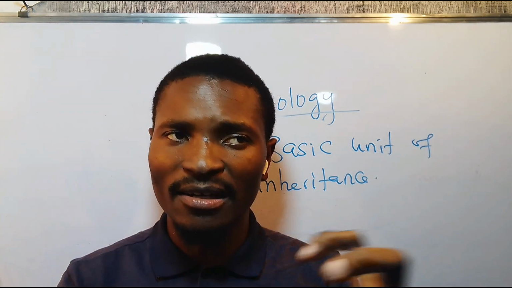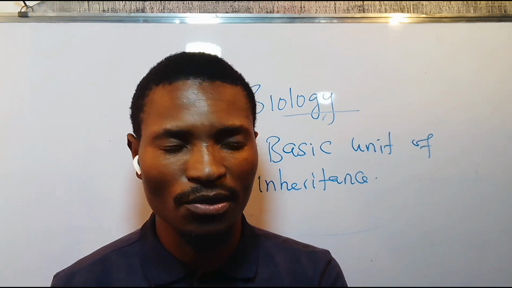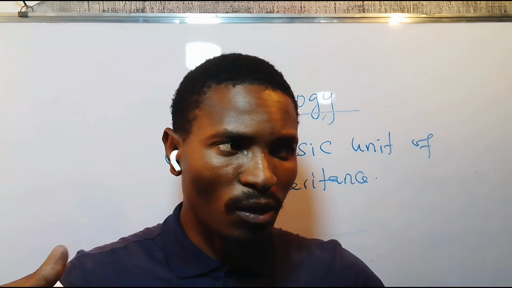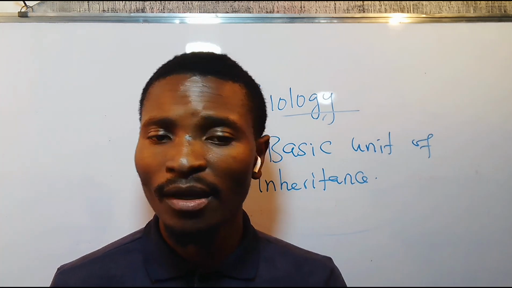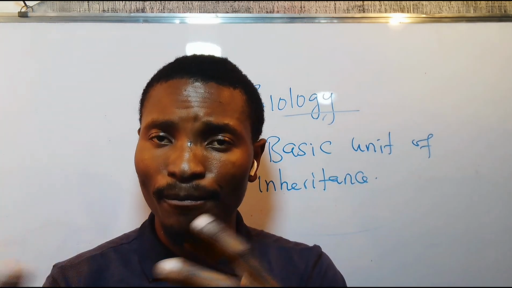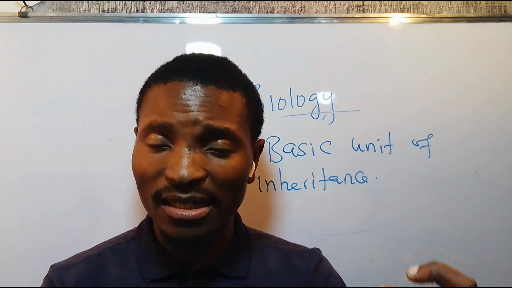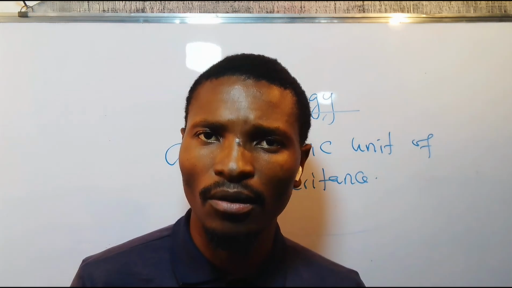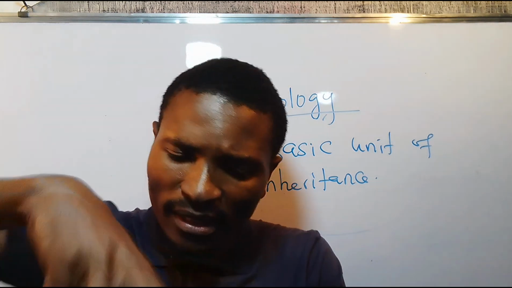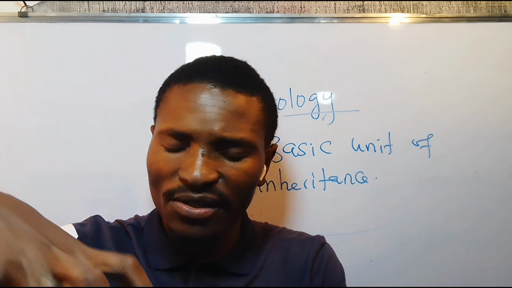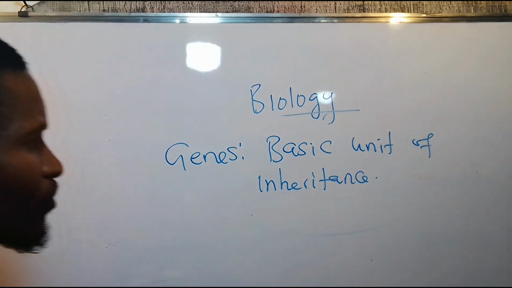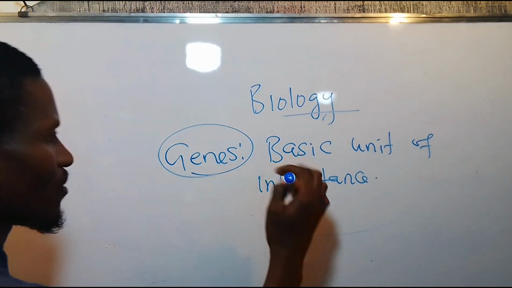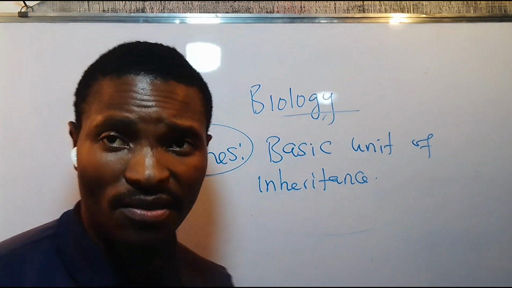So when our parents have sexual intercourse, we understand that there's an egg that is being fertilized by the sperm, and within these reproductive cells, such as the sperm cell and the egg cell, we have what is known as the DNA. So we understand that the genes are the basic unit of inheritance.